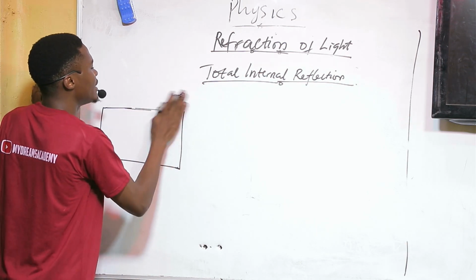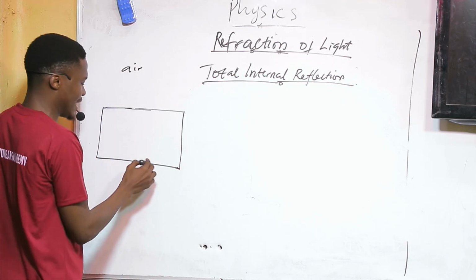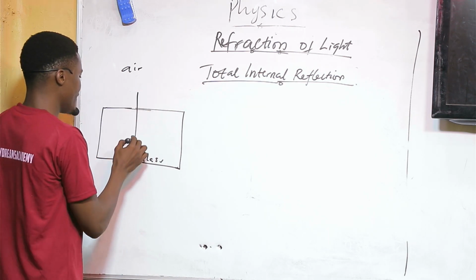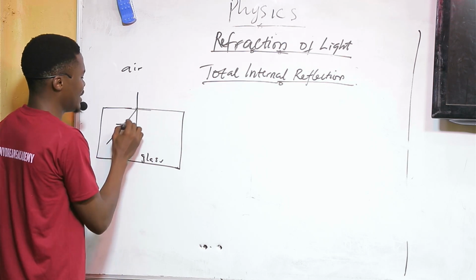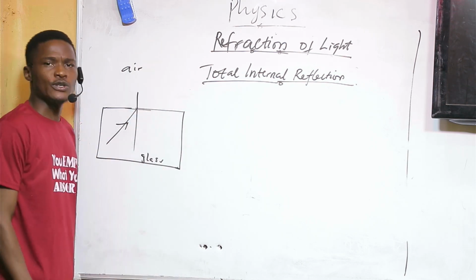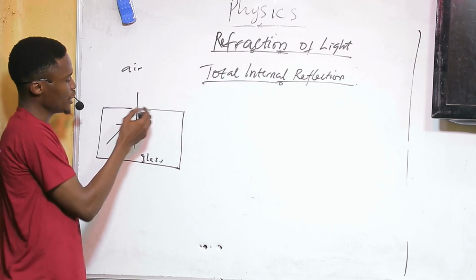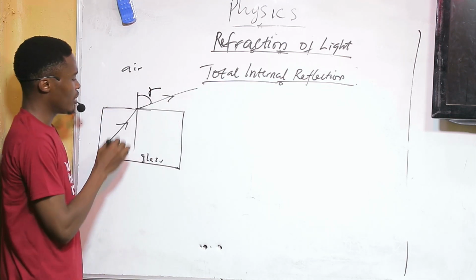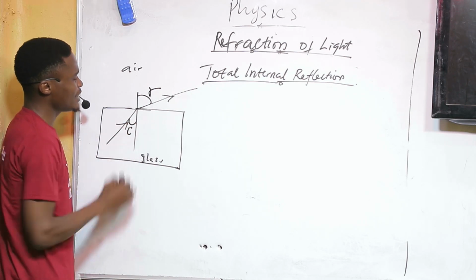So this is air. We have air on this side. This is glass. Okay, so I have a ray of light that is moving out from glass and going into air. Of course, this is how the angle of refraction will be. This is the angle of refraction, and this is the angle of incidence.